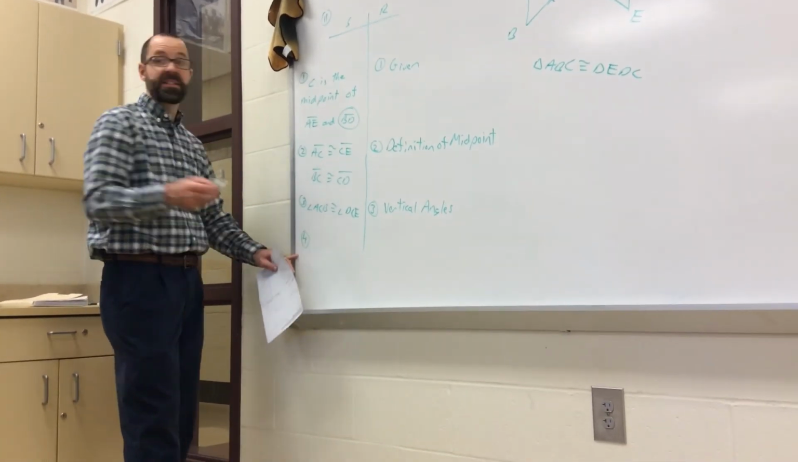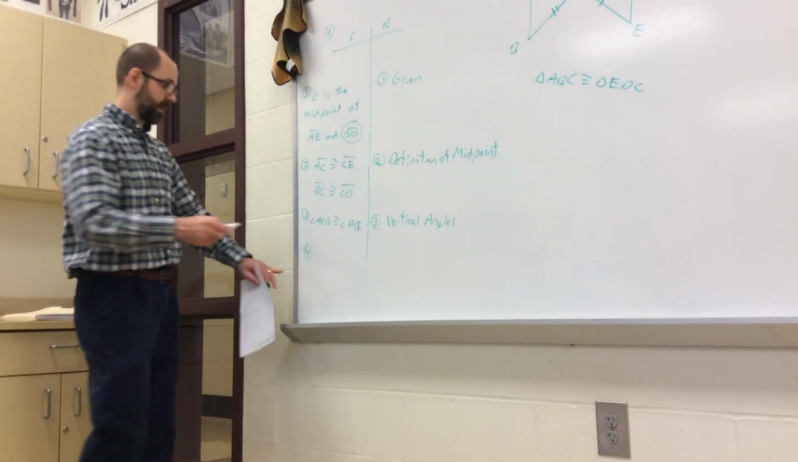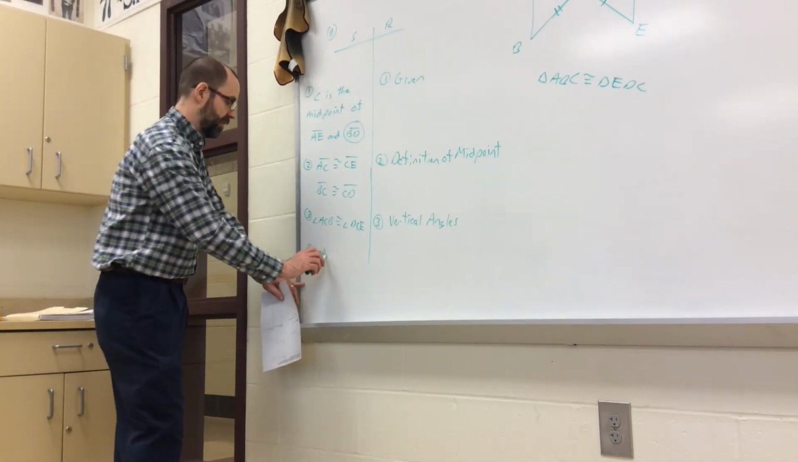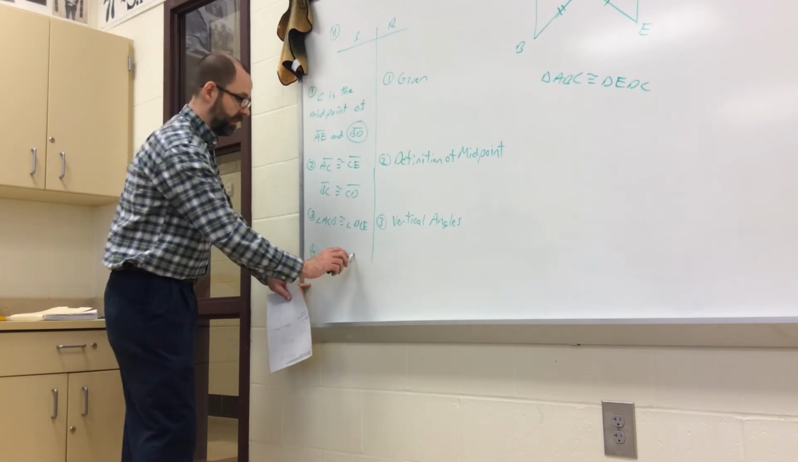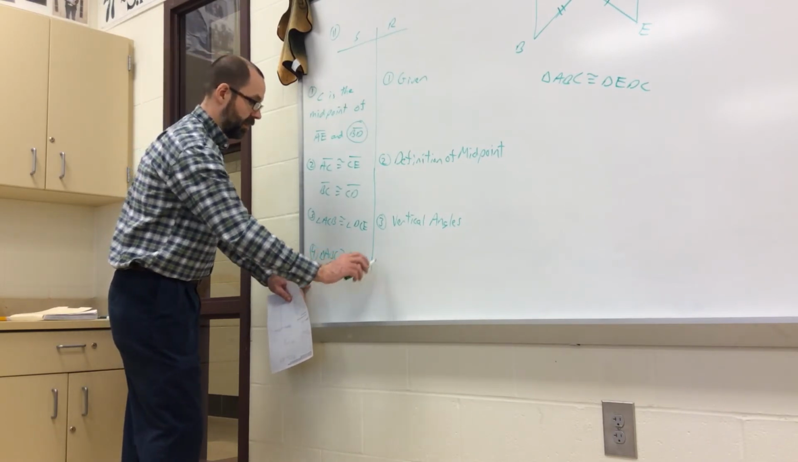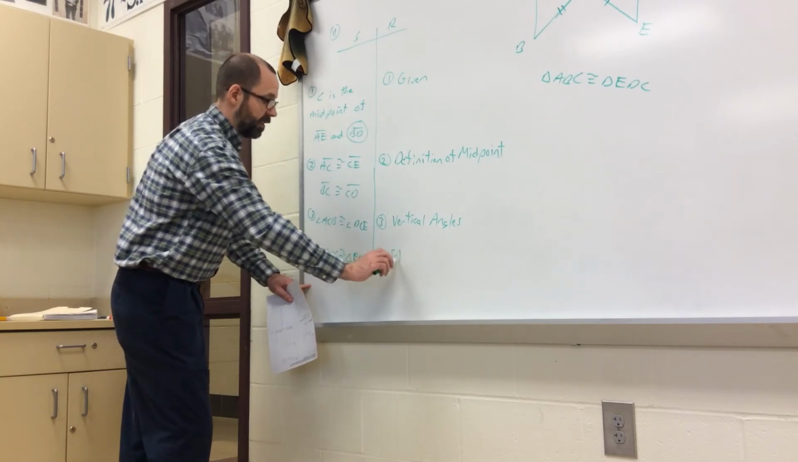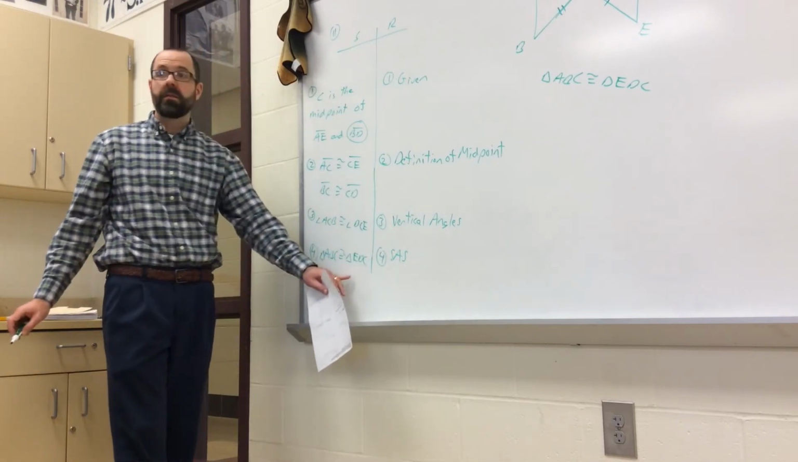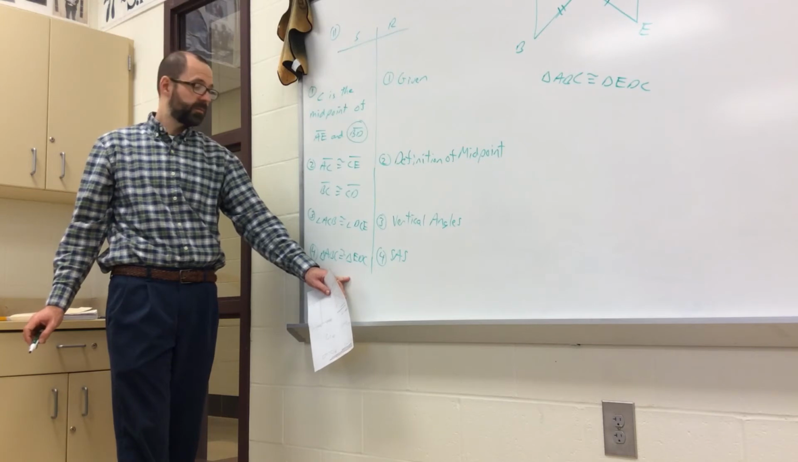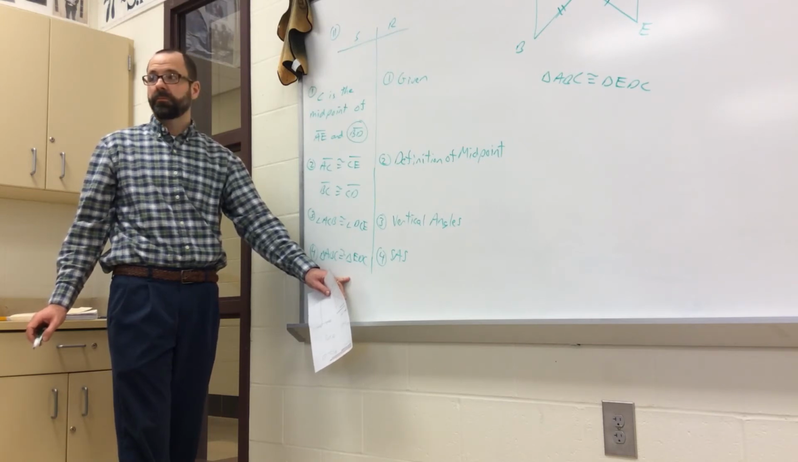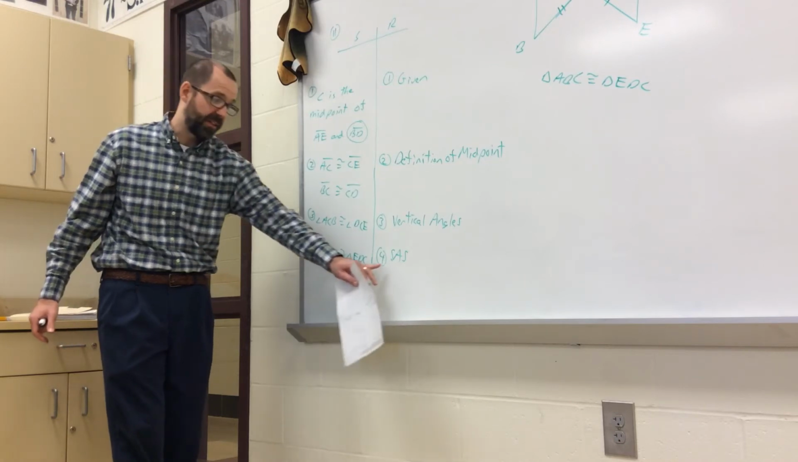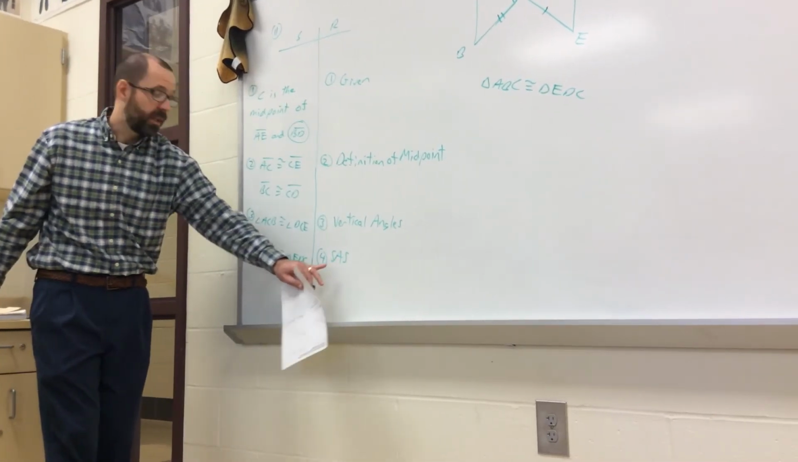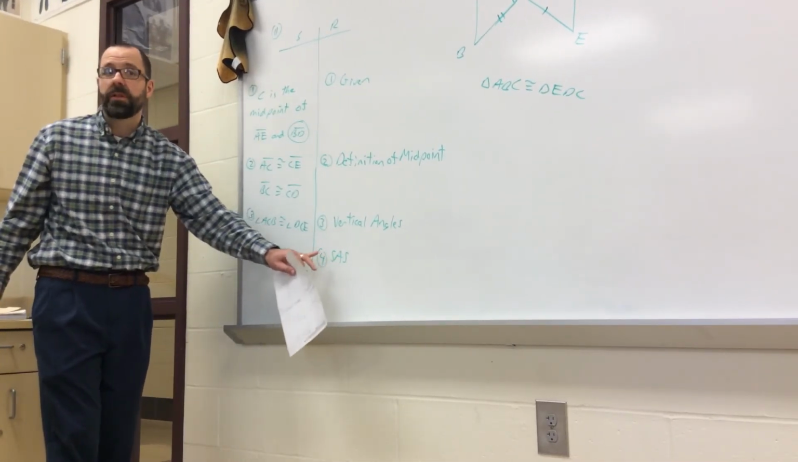So now that's enough to prove that the triangles are congruent. So now we know that triangle ABC is congruent to triangle EDC. And that's side angle side. So we know they're congruent because we had two pair of sides congruent and we had one pair of angles congruent.